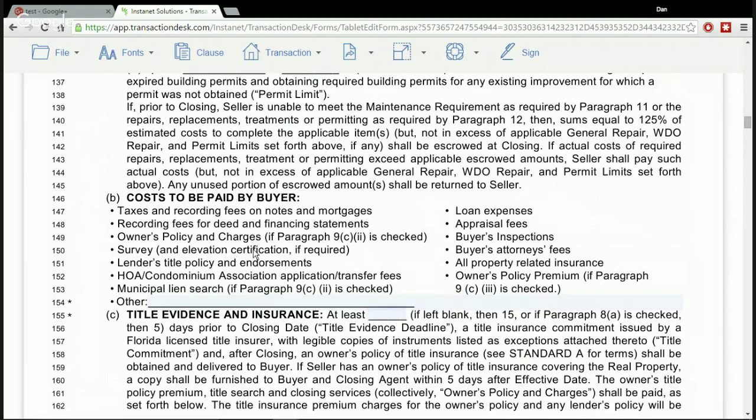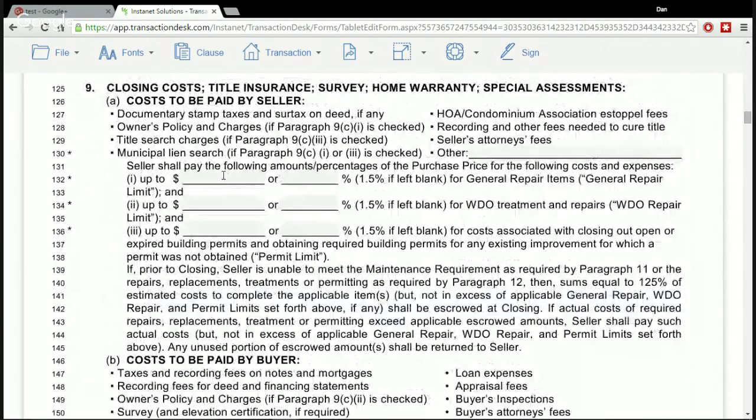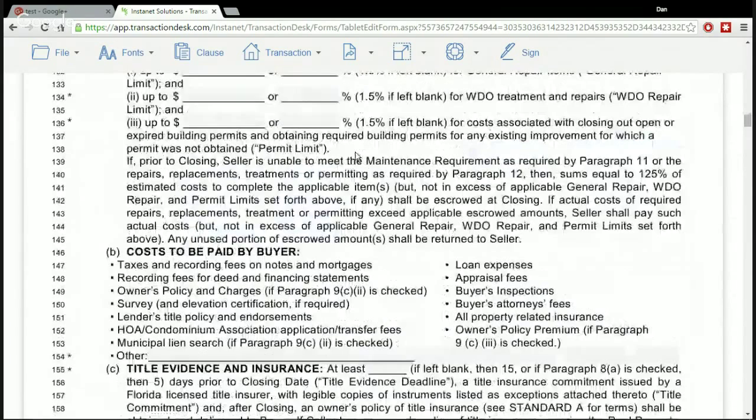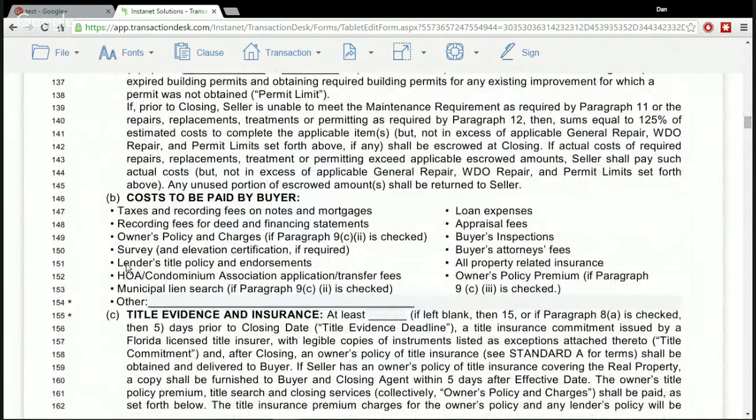A survey, generally going to be required by the lender. A lender's title policy. So notice up here on 9A, line 128, the seller pays for the owner's title policy and charges here in Hillsborough County, but the buyer down here on B, on line 151, pays for the lender's title policy and endorsements. There are two title insurance policies. One is for the new owner, and one is for the new owner's lender. That's if there's financing. If it's cash, there won't be a lender's policy.